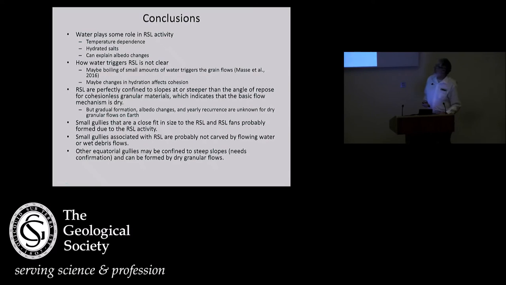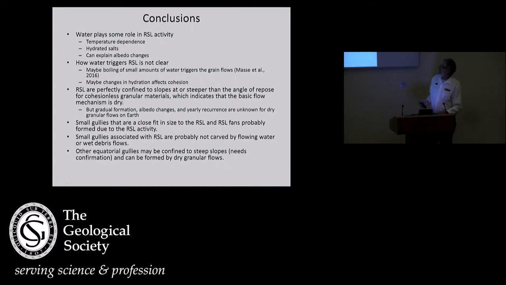So, conclusions. Water plays some role in RSL activity or triggering it, because of the temperature dependence, the detection of hydrating salts, and this is a way of explaining the albedo changes. How water triggers RSL is not clear. Maybe boiling of small amounts of water could trigger dry flow. So maybe changes in hydration affect the cohesion, either increasing or decreasing it.